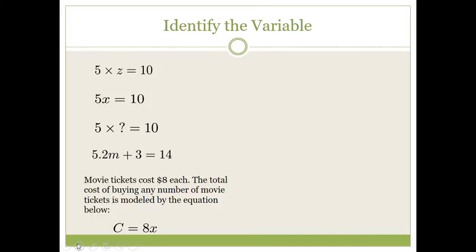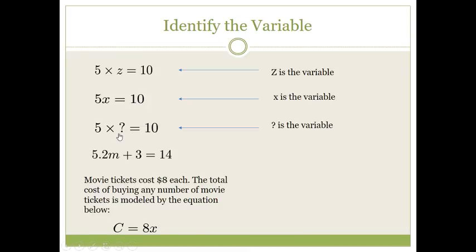Let's practice identifying the variable in these equations. I have 5 times z equals 10. Clearly z is the variable. 5x equals 10. And when I write 5 and then an x equals 10, it does mean 5 multiplied by some number equals 10.